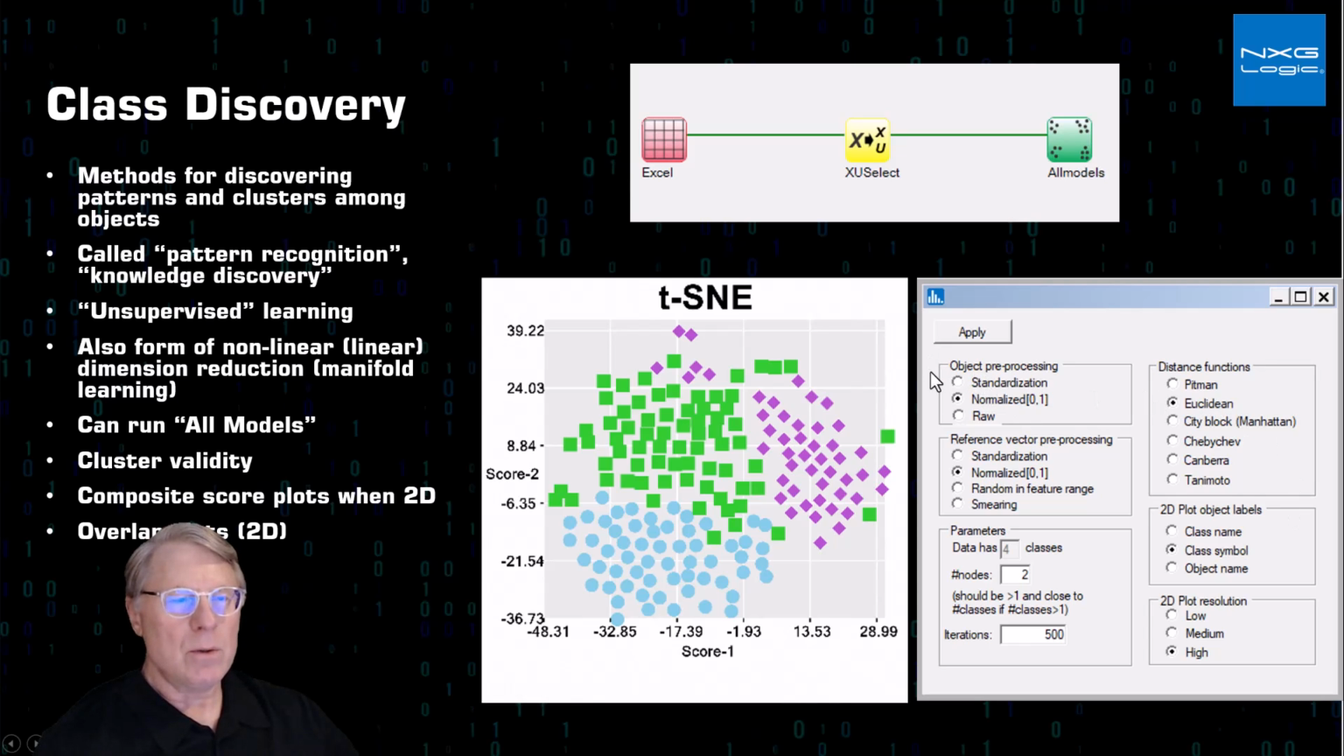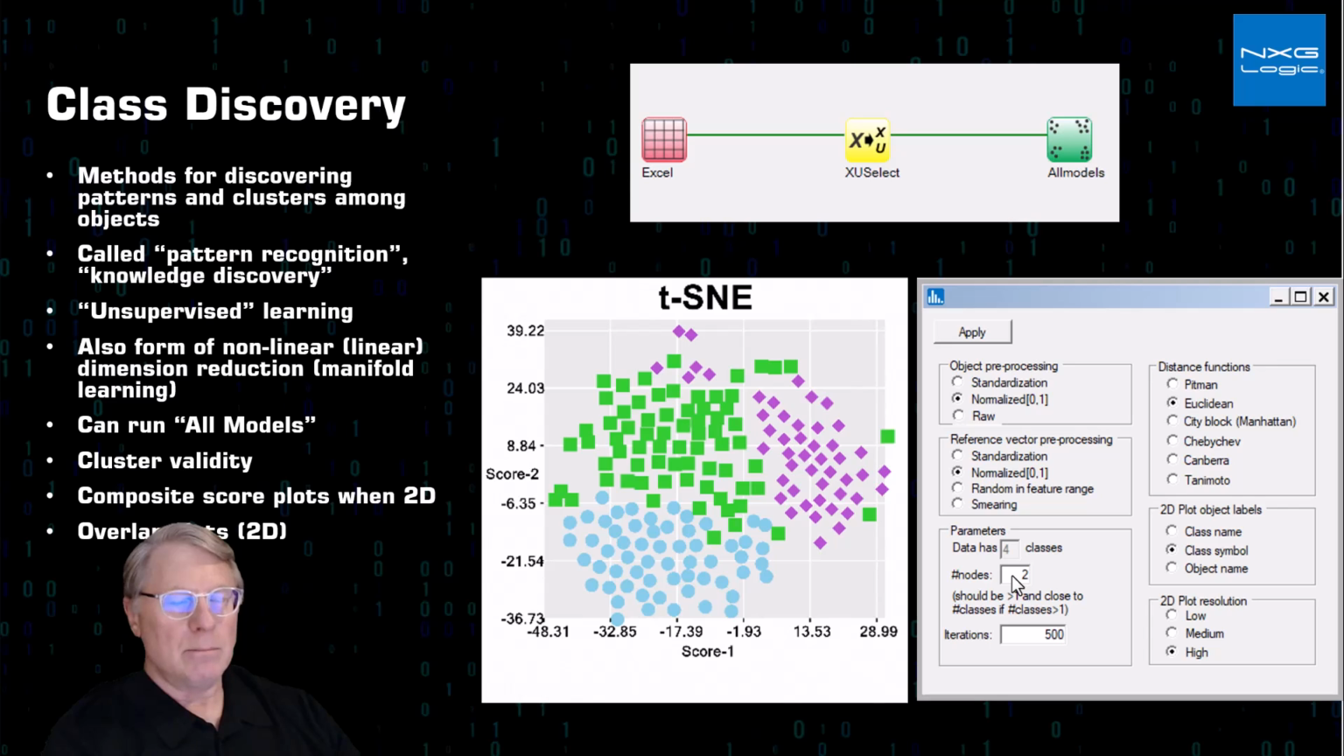You can also transform the features that are used in these models using mean zero standardization, normalization, or leave it raw. And you can also smear for the reference vectors. Now, what's important in these runs for class discovery is setting the specific number of dimensions that you want to reduce the original input features down to. So here we're setting 2.